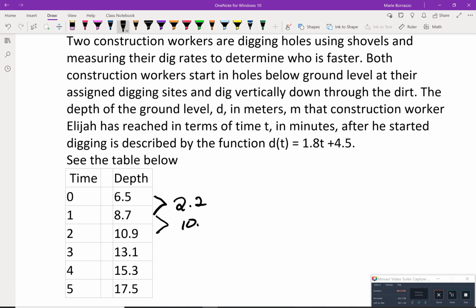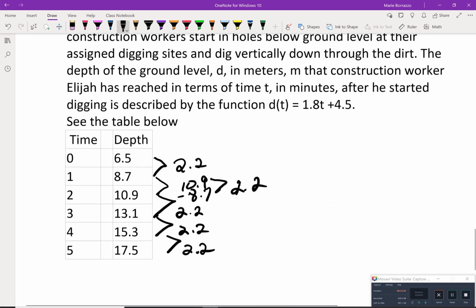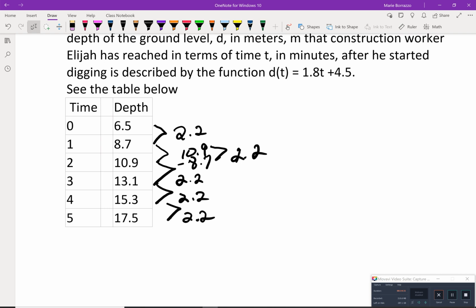Let me just write it so you can follow my logic. 10.9 minus the 8.7, and notice that that difference is also 2.2. So it seems that the rate is consistent at 2.2 as you look at the differences between these increments in terms of change, right? So that is an important component to understand of the question. So the question that I'm going to throw your way is, let me type it down here as well.